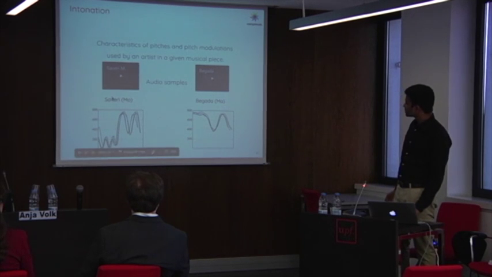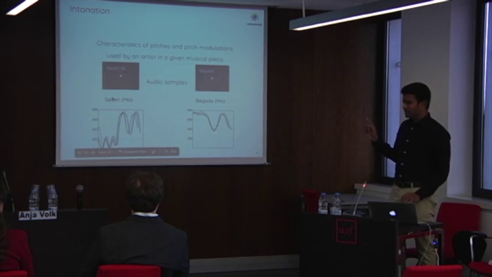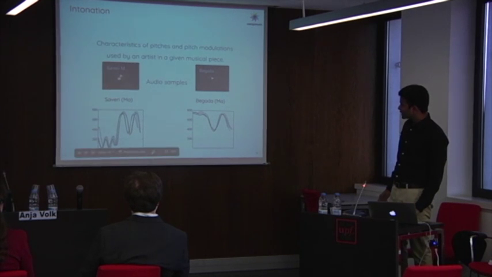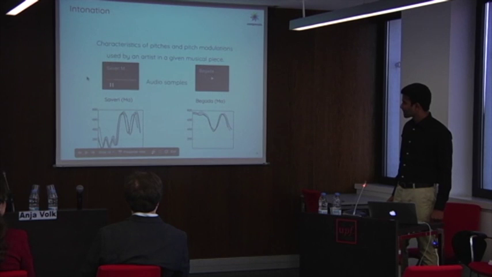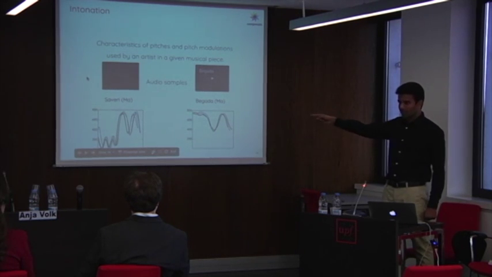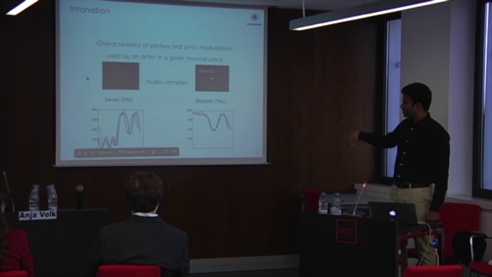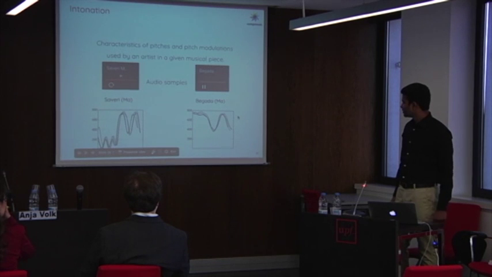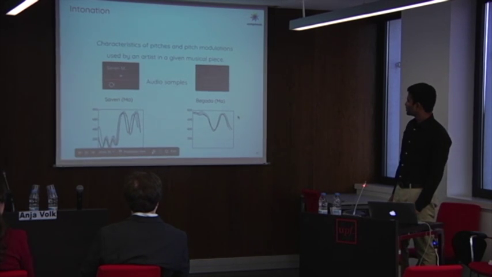So these are two swaras, same swaras, sung in two different ragas. So the swara is ma, and this is how it's sung in Saveri. Ma, ma, And the plot corresponds to tonic normalized version of the same. And this is how Begada ma sounds like. ma, ma, ma.